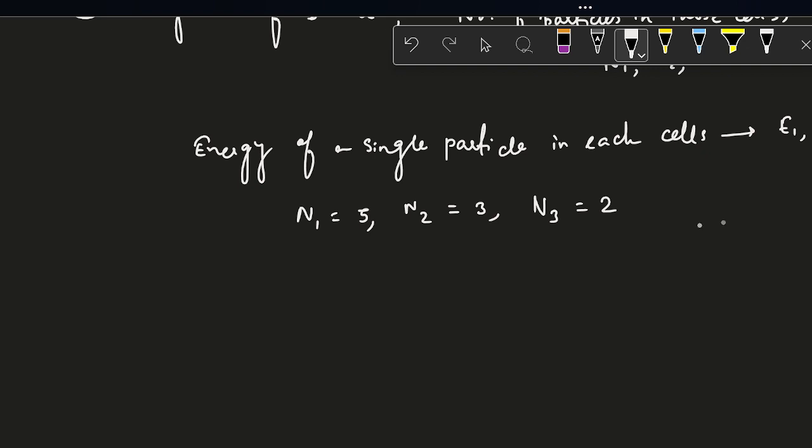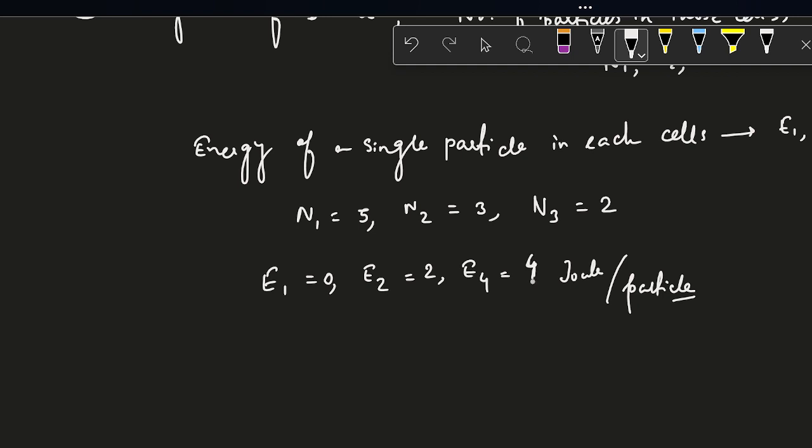And you have also been specified the energy of each cell for a single particle, that is E1 equal to 0, E2 equal to 2 and E3 equal to 4. This is, let's say, in joule units. It is per particle, remember. For a single particle that will be sitting in these cells, it will have energy given by this. So basically, if you note, this is the ground state which has E1 equal to 0. The next state has E2 equal to 2, and the third cell has E3 equal to 4.